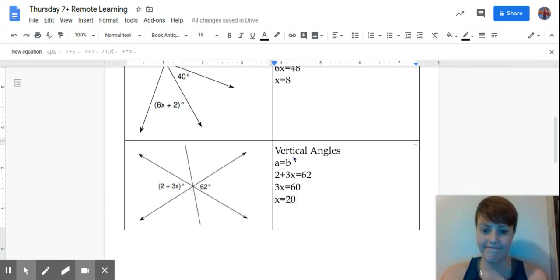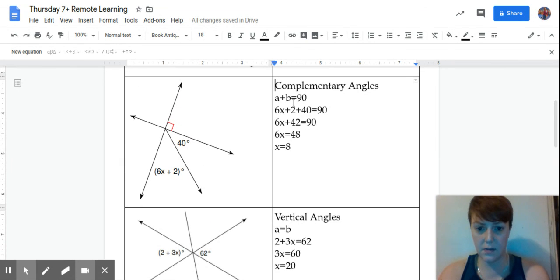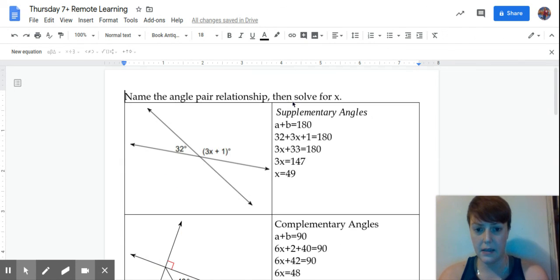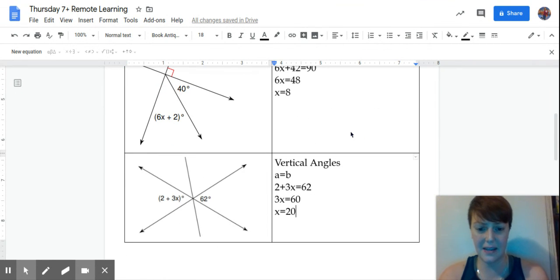Okay, that's pretty much all I got. So what you need to do with these is first identify what kind of angle pair you're dealing with, and then you can use these setups up here to help guide you on how to set this up, because you guys are like pros at solving these two-step equations, and so that's really all that we're going to see here.